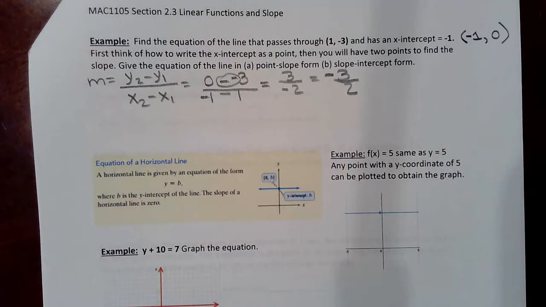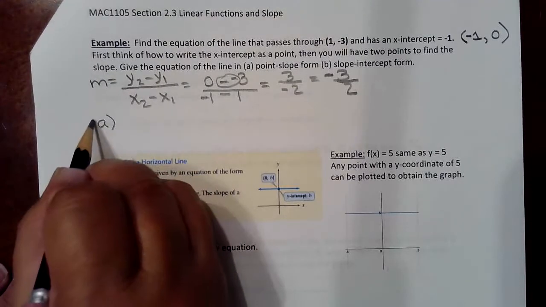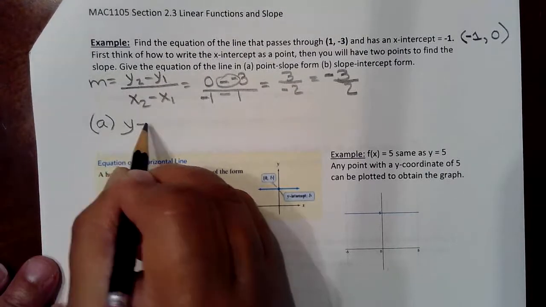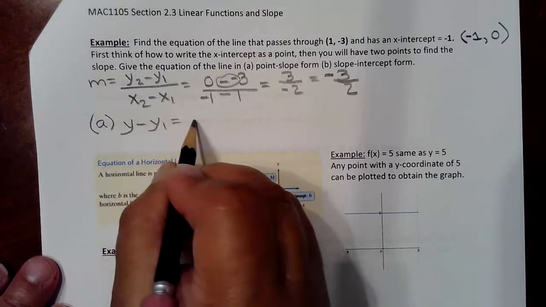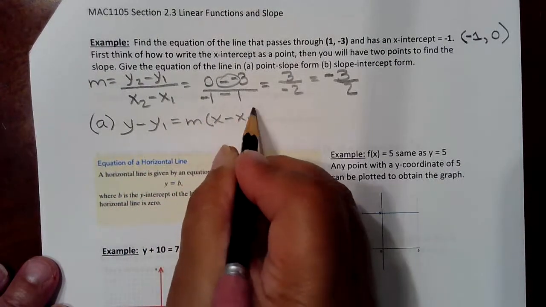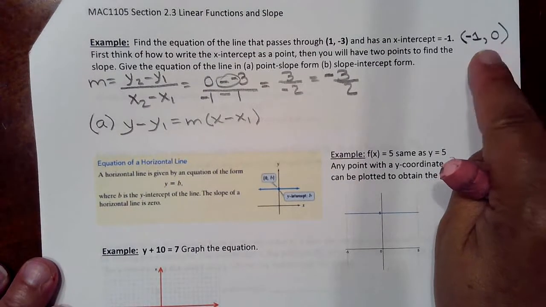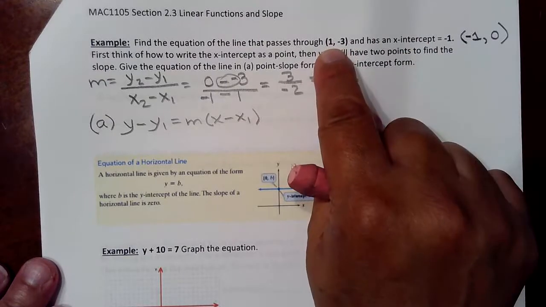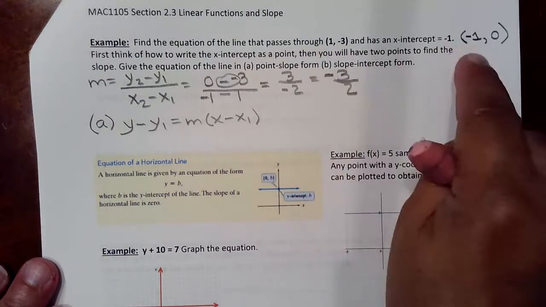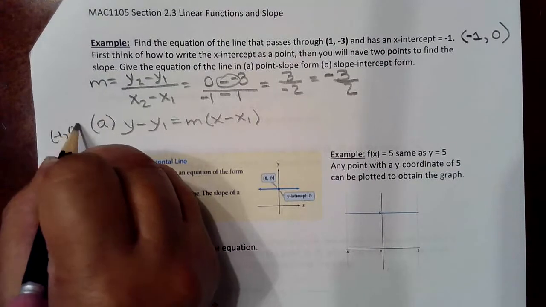Okay, then give the equation in point slope form and also in slope intercept form. So if we give it in point slope form, it's y minus y1 is equal to slope times x minus x1. And we have to choose which point we're going to use. We can either use the intercept information or we can use the 1, negative 3. I'm going to use the intercept information because that has an x1 and a y1.